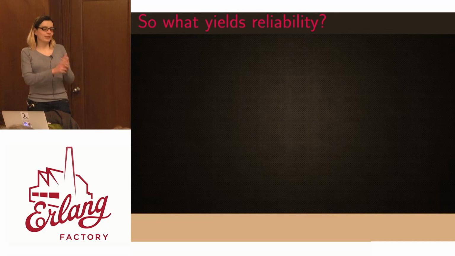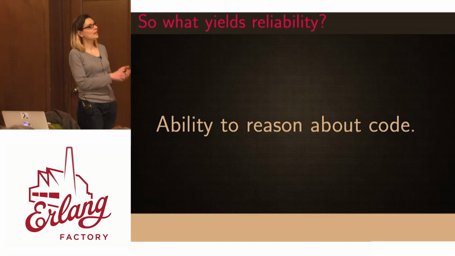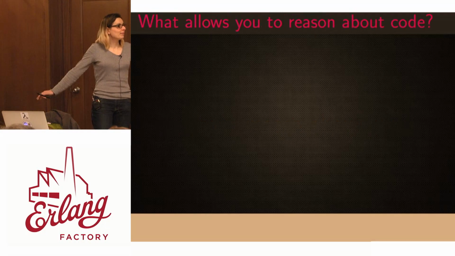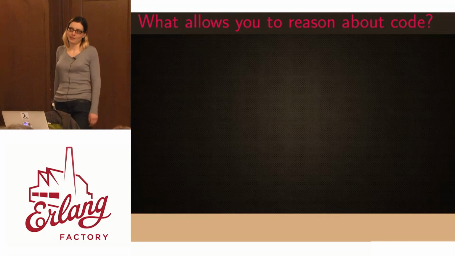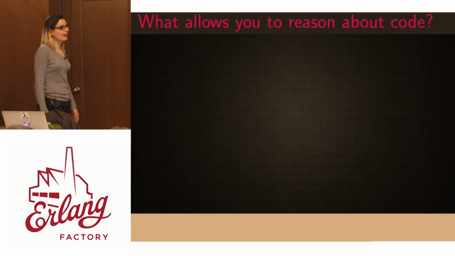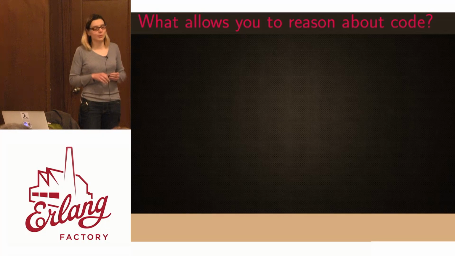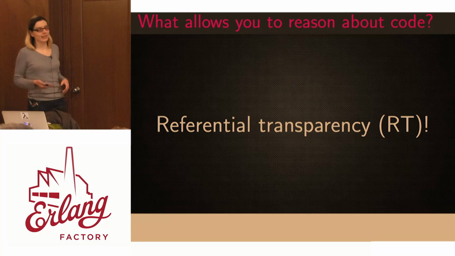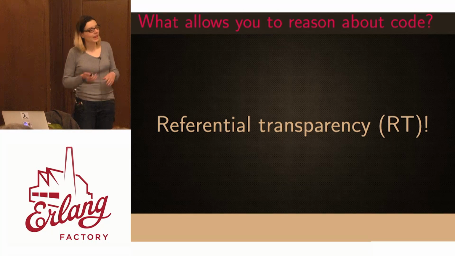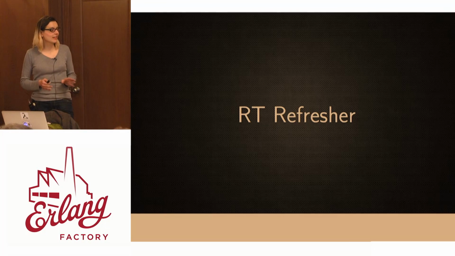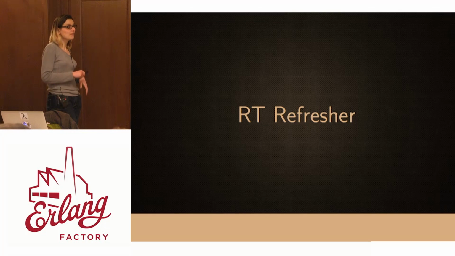So what yields reliability? I think the ability to reason about your code in some ways, right? So what allows you to reason about code? And I'll probably out myself here. I've been doing a little bit more typed work lately in Haskell, so I'm going to say, this is my claim, referential transparency. And we're going to do a quick refresher. I don't think there's anything controversial here. I just wanted to put out there what I mean by this.